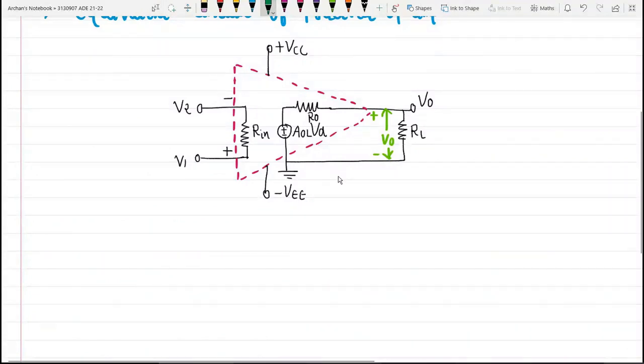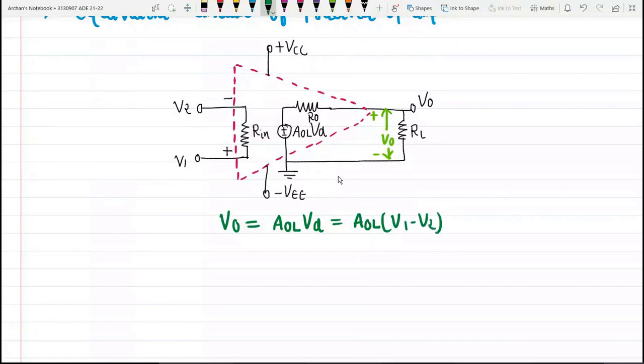It amplifies the difference between the two input voltages. That is what we know. So if we talk about the output voltage V0, then V0 would be equal to AOL times VD, where VD is nothing but the difference between two input signals. So it is equal to V1 minus V2. Okay, so this is my output voltage equation, right? Let us call this equation number 1.